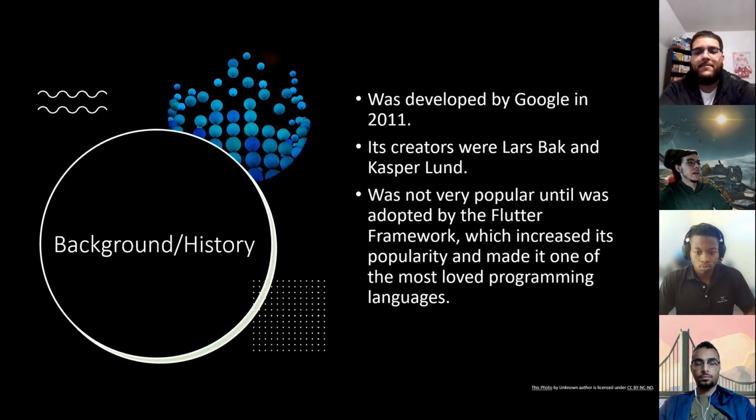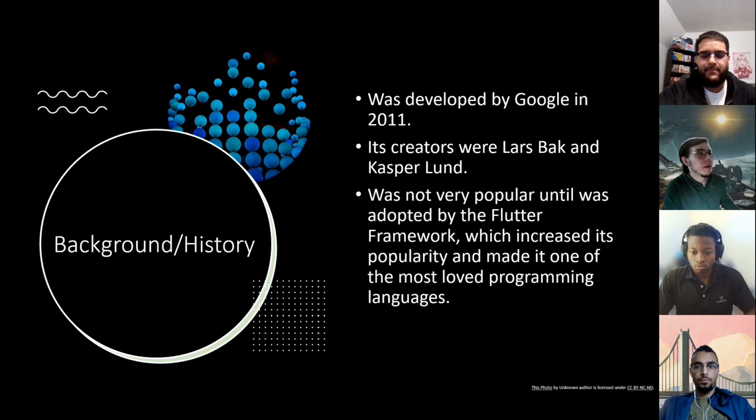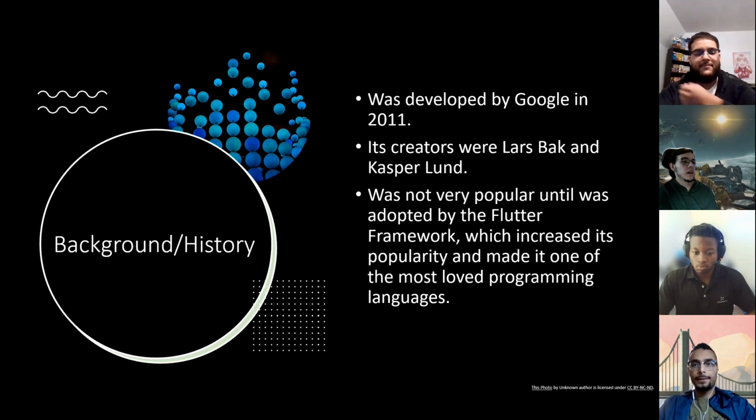So Dart was developed by Google in the year 2011 by Lars Bak and Kasper Lund. It was designed with the purpose of having an alternative for JavaScript, but it was not very popular at that time. Its popularity increased once it was adopted by the Flutter framework, and it is now one of the most popular programming languages.